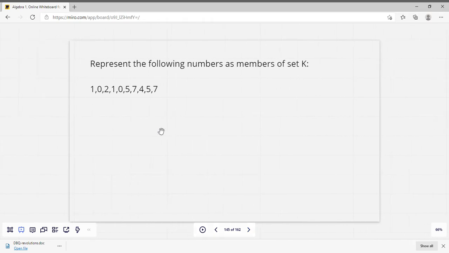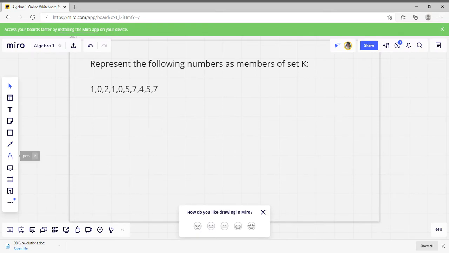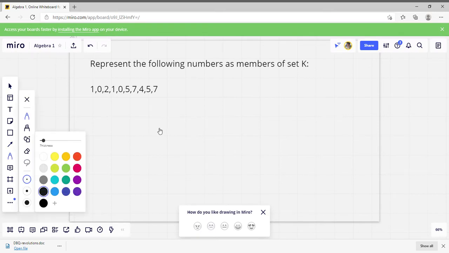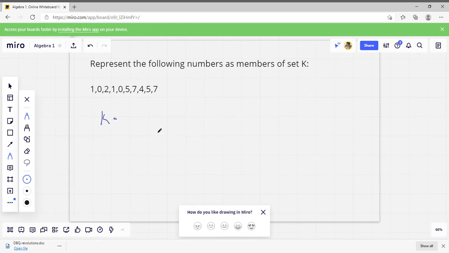All right, represent the following numbers as members of set K. So first I'm going to write K equals, and then I'll put my bracket, and I have 0, and then I've got 1, and I've got 2, and I've got 4, and 5, and 7. So I only have to list each number one time, even though they're in there multiple times. All right, so that's how you do that. Super easy.